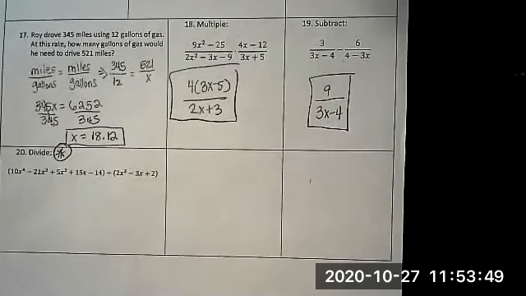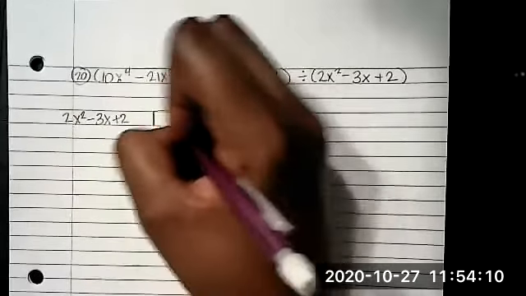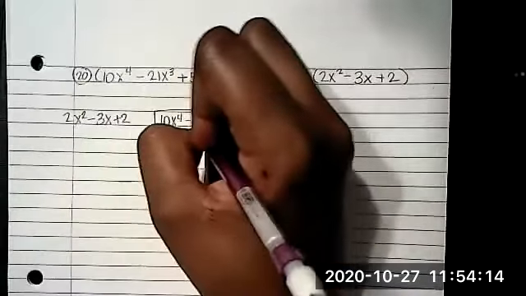Finally, for number 20, I wrote it out here just so I can have that, and then we're going to be done. When you have this long expression and you're dividing it by this, you have to do long division. So this is going to be 2x squared minus 3x plus 2 dividing into 10x to the fourth minus 21x cubed plus 5x squared plus 15x minus 14. Okay, so we're dividing all that.